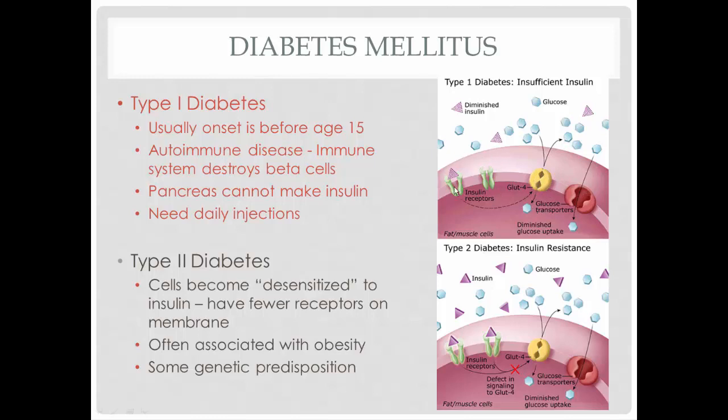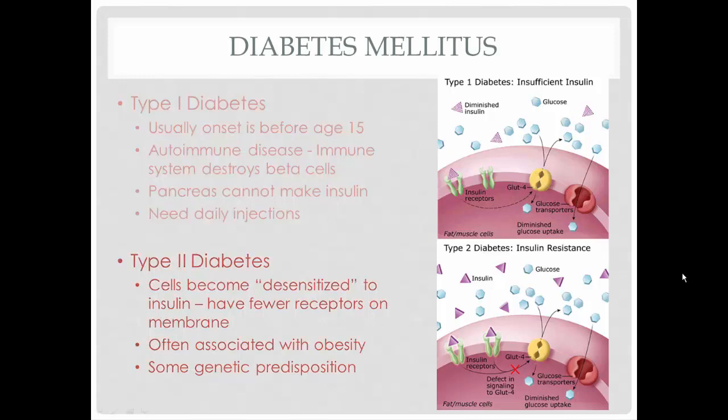So if we don't have the insulin here, these transporters can't bring in all that glucose, so glucose accumulates in the blood. So therefore the person with type 1 diabetes needs to take daily injections of insulin so that insulin can act on these receptors and enhance the ability of the cell to take in glucose.